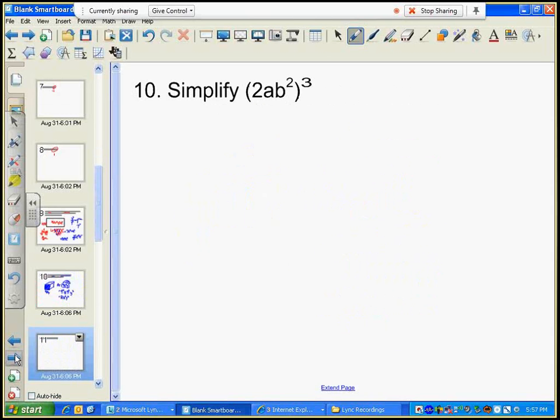Here I have another power of a product. My factors are 2, a, and b squared. I use my property to rewrite this as 2 to the third power times a to the third power times b squared to the third power. Get to use my power of a power property. I love that one. Multiply, and that's a fact.